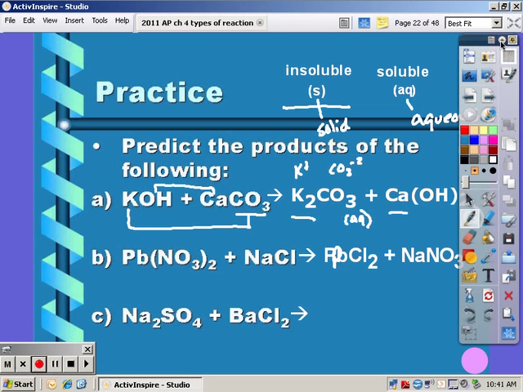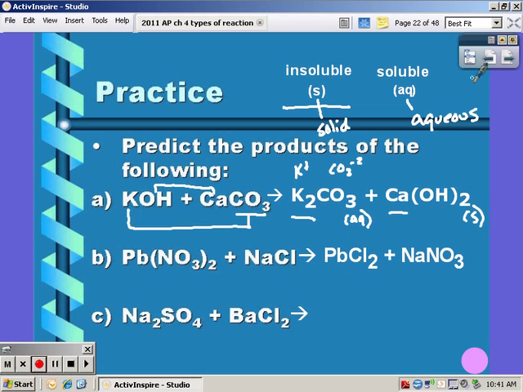Okay, for B, you should have got lead 2 chloride and sodium nitrate as your products. Lead 2 chloride is insoluble because all chlorides are soluble except silver, lead, and mercury. And sodium nitrate you should have got was soluble because all nitrates and all group 1As are soluble.